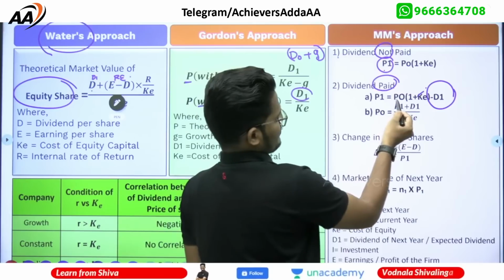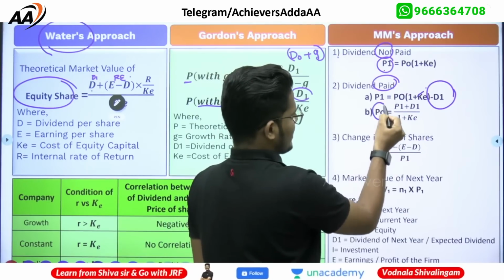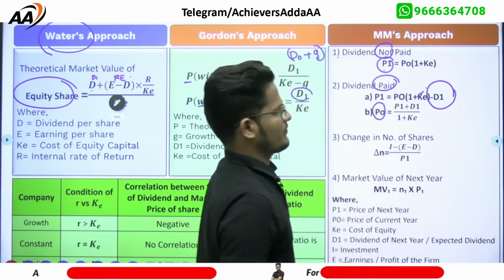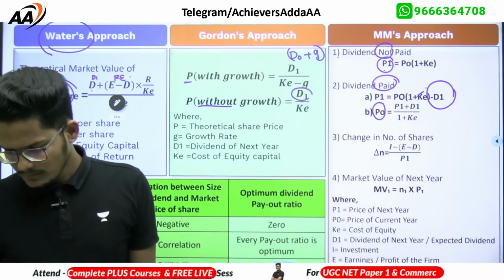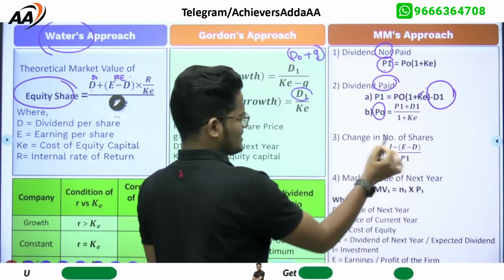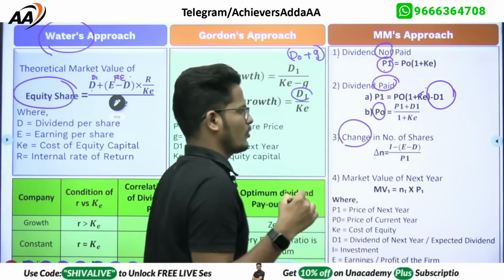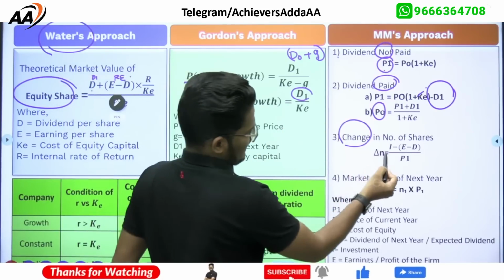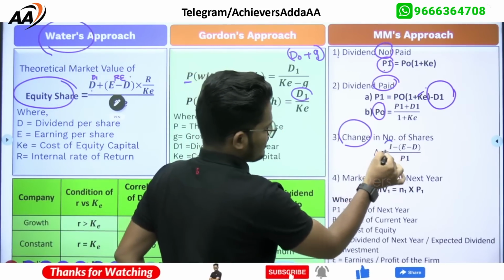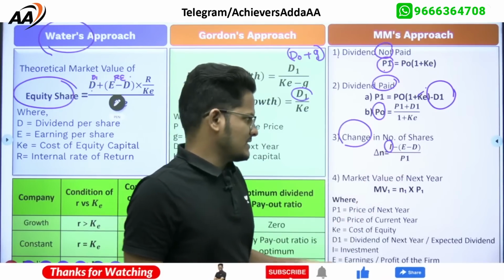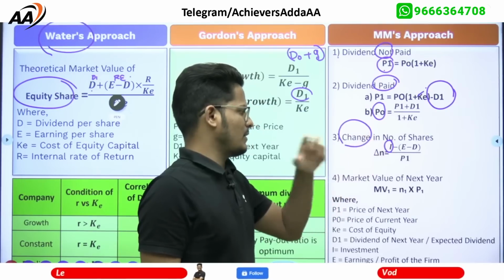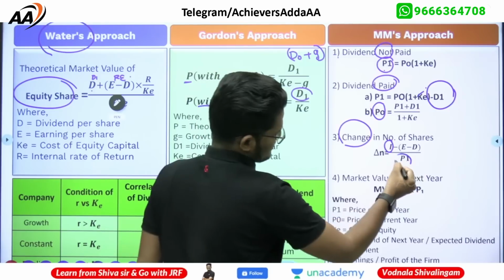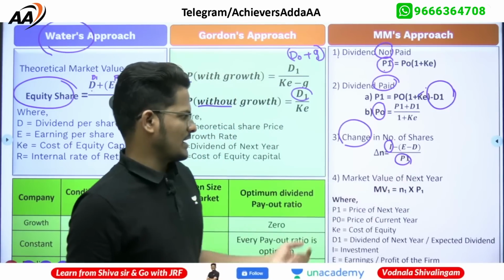Upon this, if the variables are not available, then current market price is equal to expected market price plus expected dividend divided by 1 plus cost of equity or cost of capital. So change in number of shares: how many shares are going to change because of the new funds that you are going to issue? That is I minus E minus D. What is I? Investment. Investment minus earnings minus dividend, divided by P1, which is the expected price.